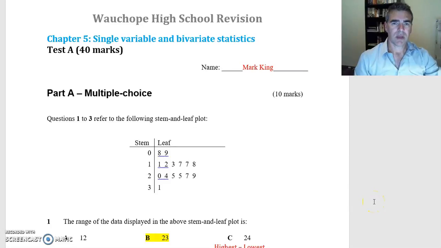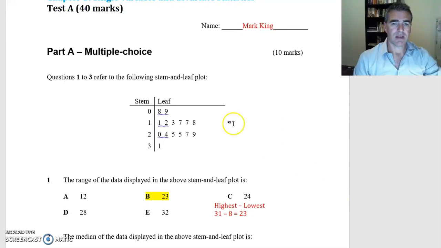So what we're going to have a look at is the solutions to the statistics revision sheet. Here's our stem and leaf plot. The range is our highest minus our lowest. This is our highest score, 31, and this is 0, 8, which is 8. So 31 minus 8 gives us 23, which is a solution of B.